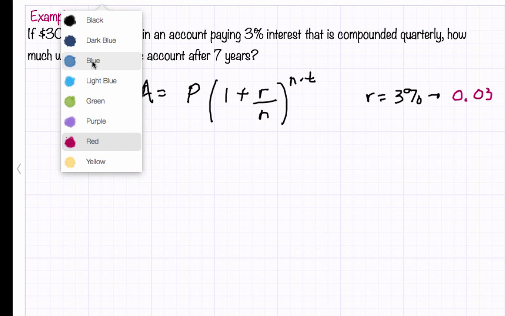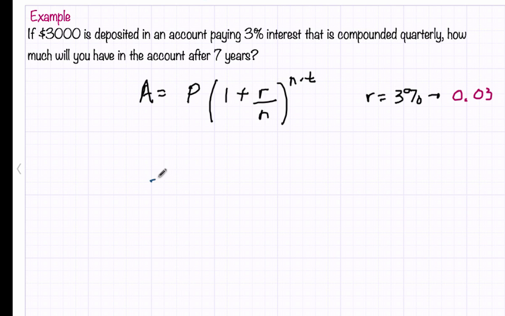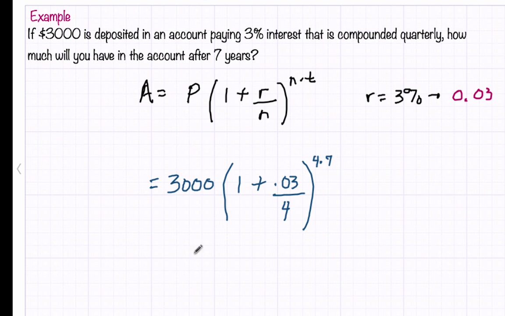So now, once we have the equation written, it's just a matter of substitution. So I'm going to have 3,000. That's my principal. That's what I started with. 1 plus, and the 1 is there because this is growth, and it's going to be 0.03 over quarterly. The number of times I'm going to compound this interest is quarterly, so that's 4 times. Okay, and then we're going for 7 years, so it's 4 times 7 up in the power.